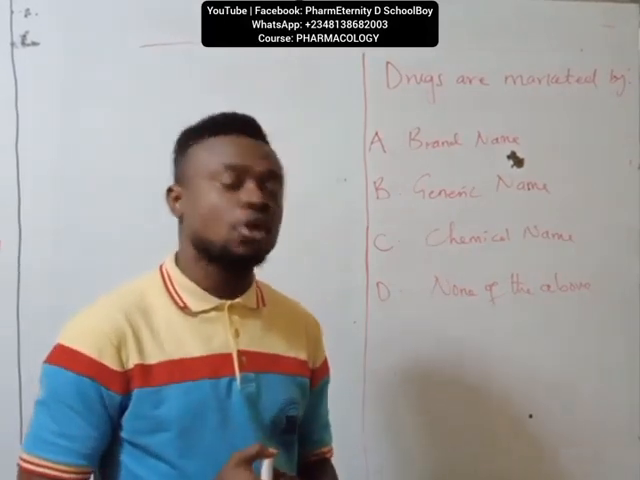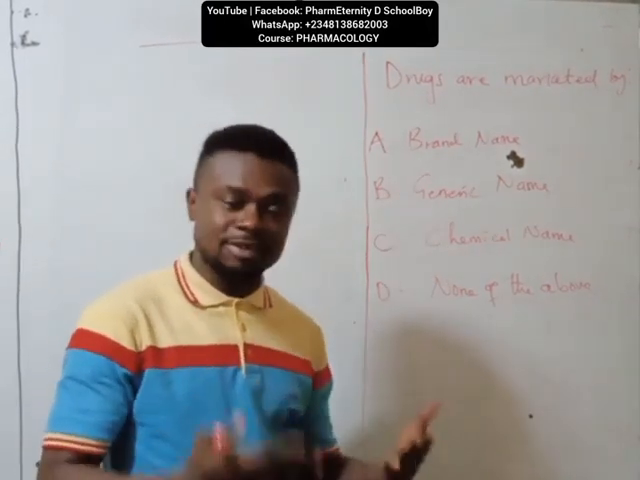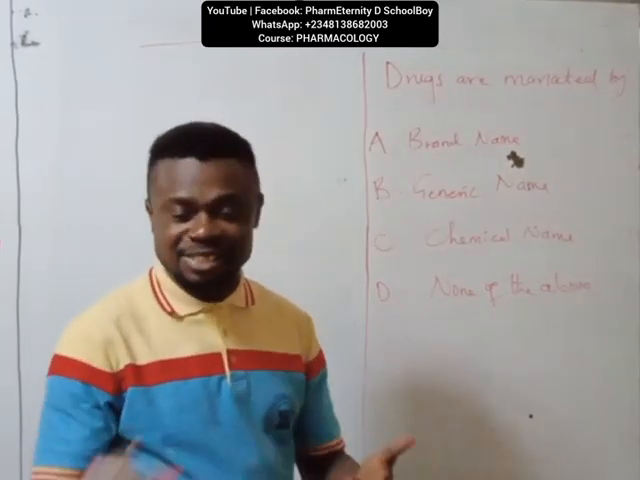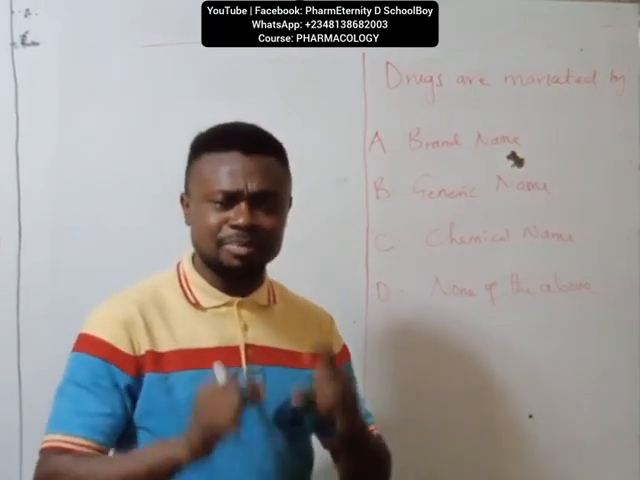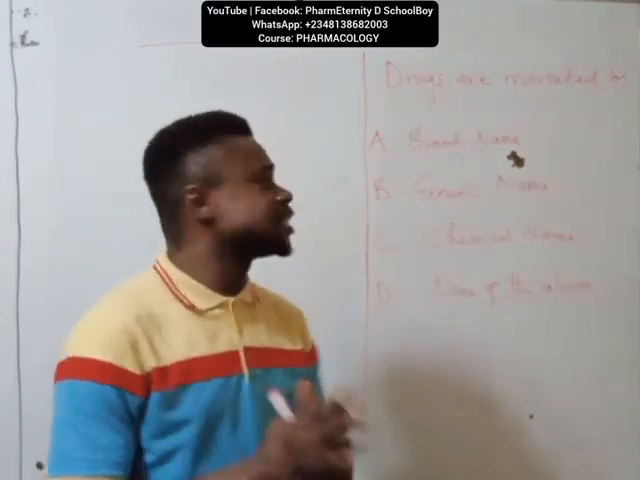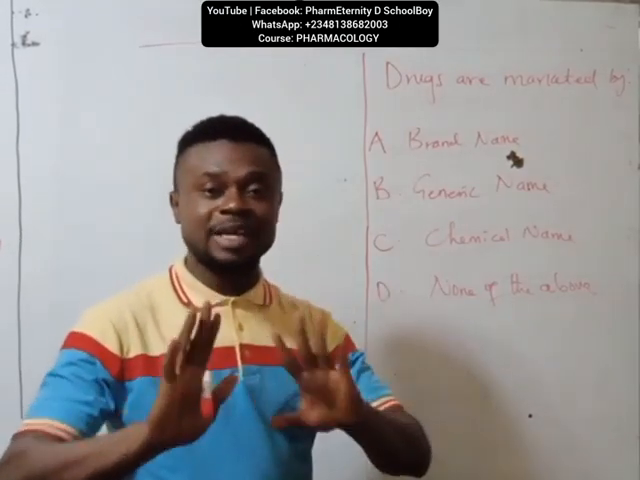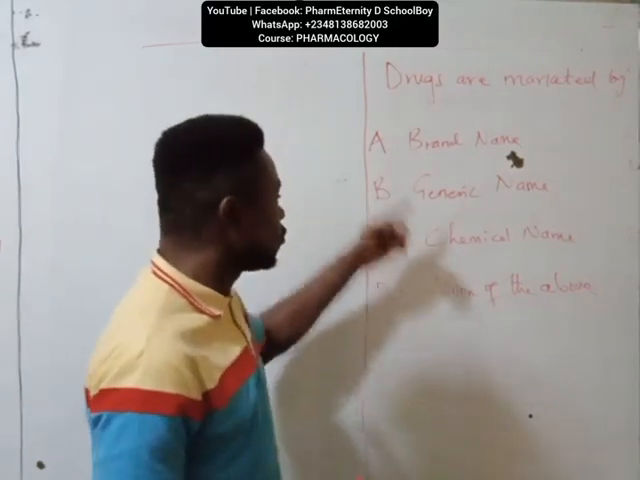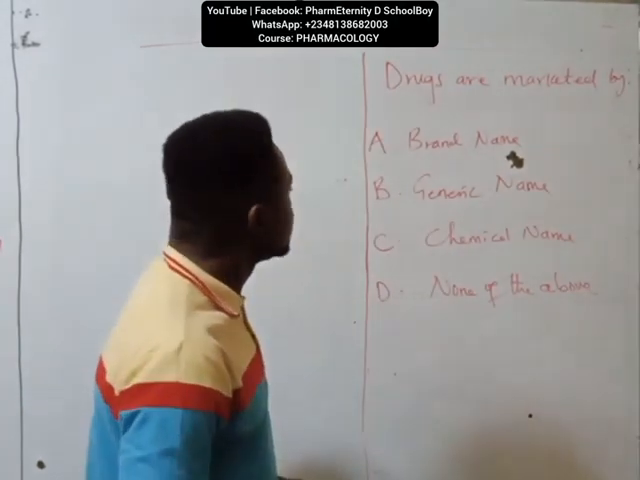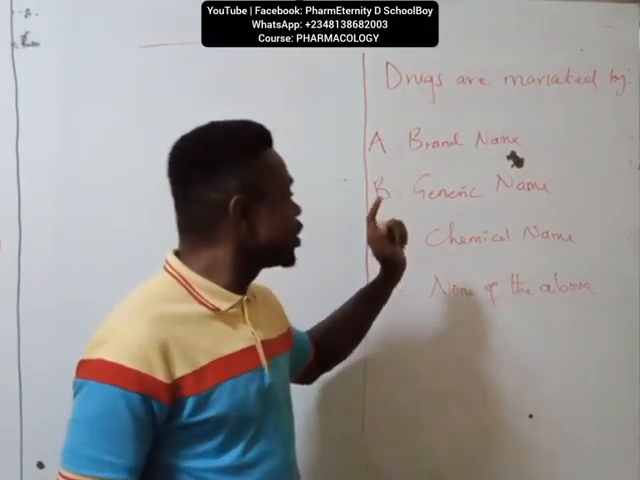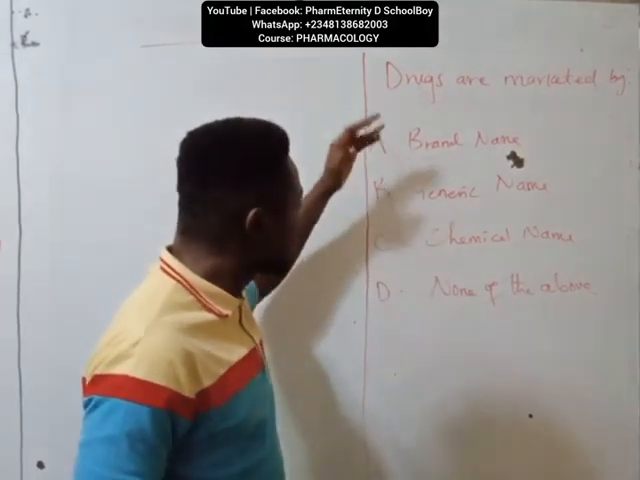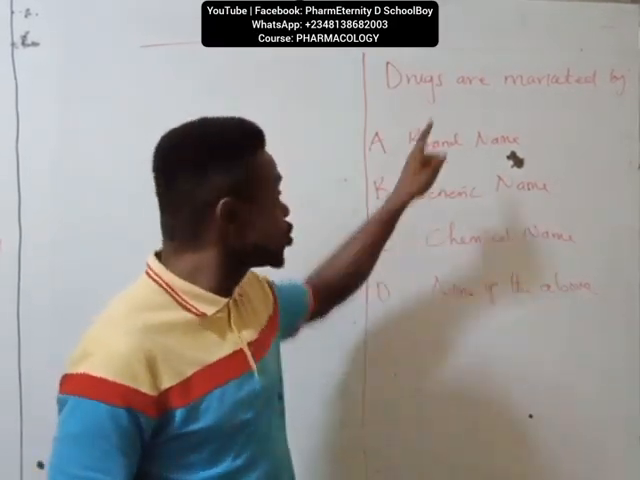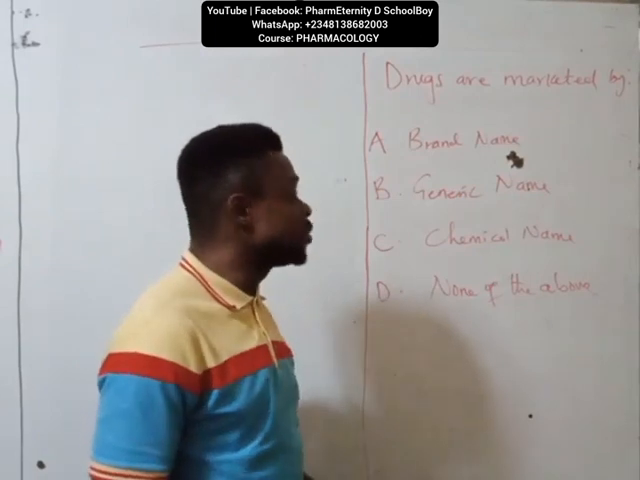Drug nomenclature is a system of naming drugs for the purpose of identification, standardization, and other purposes. But basically, the question talks about drug nomenclature. I don't want to go into drug nomenclature now. Let me just limit myself to the question on the board. Before we can answer this question, we need to have an overview of all the options. Then after that, we'll pick the option that suits this description.